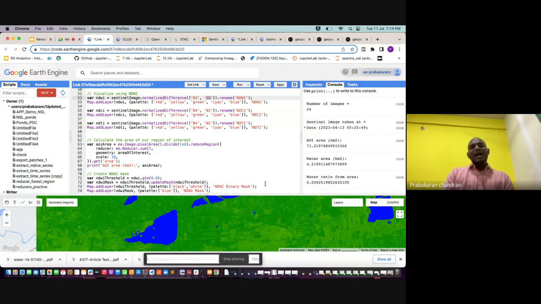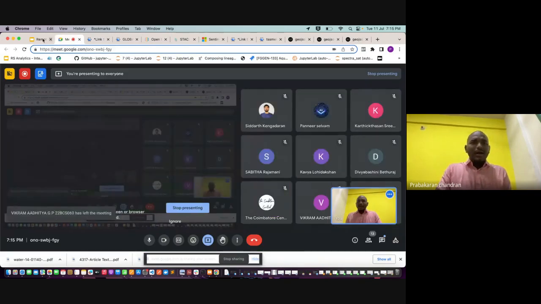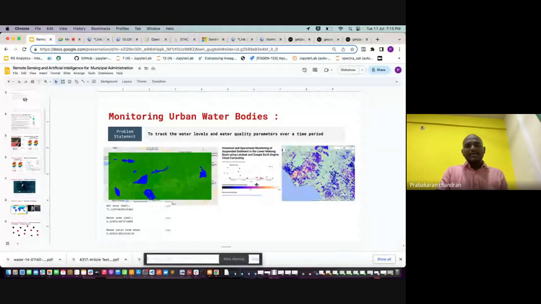square kilometer. And there is another use case for farmers to monitor their aquaculture water bodies. They can measure turbidity, chlorophyll, all those things, they can monitor it. And this is for urban water bodies monitoring.